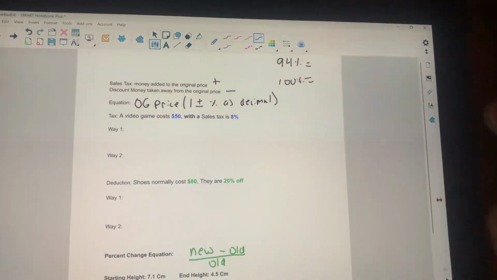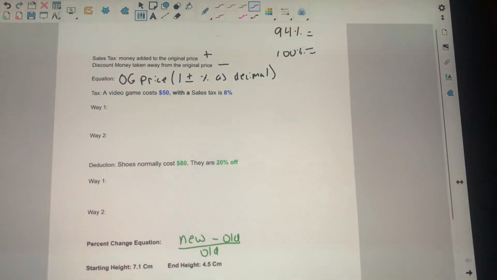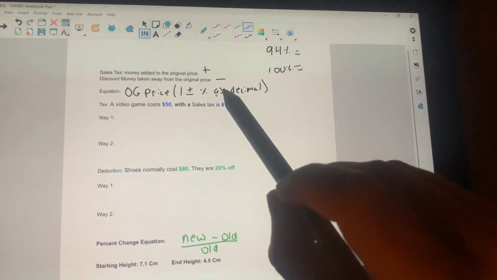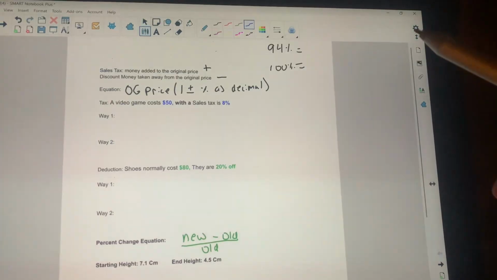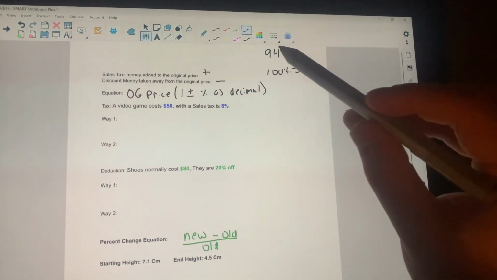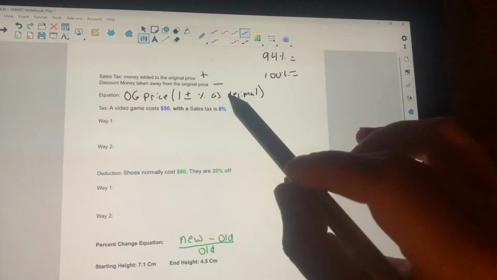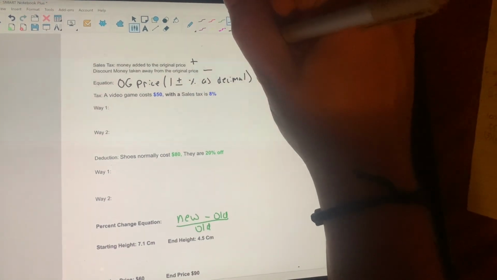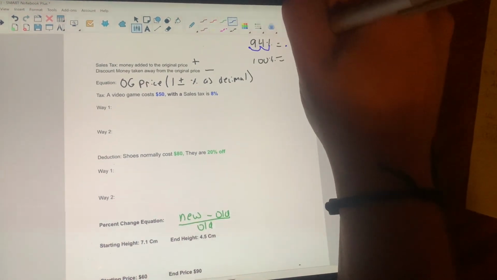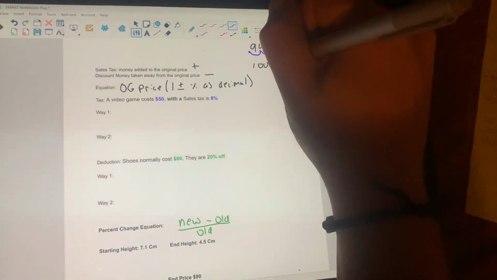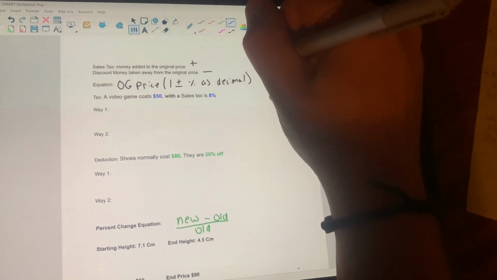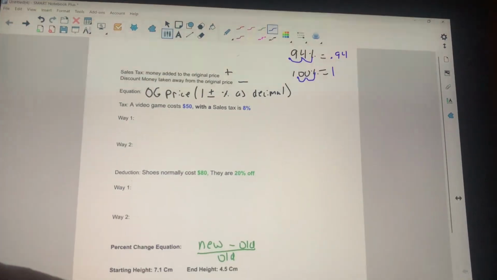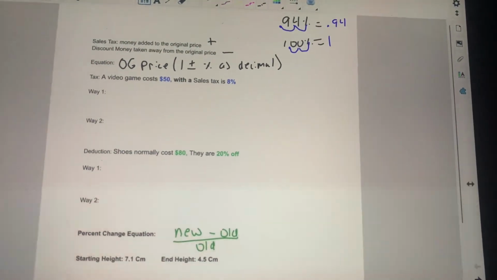The equation we're going to be using is the original price times 1 plus or minus the percent as a decimal. So to turn a percent to a decimal, you move it 2 spots to the left, 1, 2. So 94% would be 0.94, or 100% would be 1. Okay, so let's do an example.